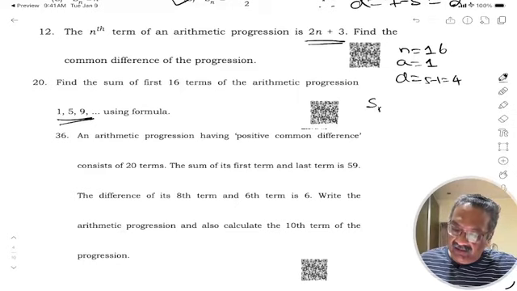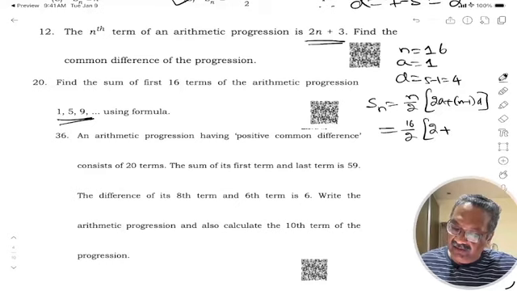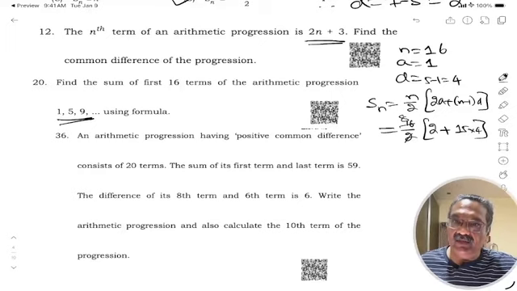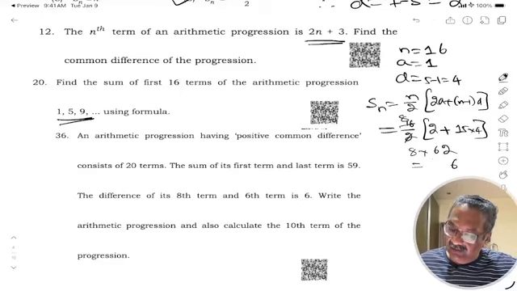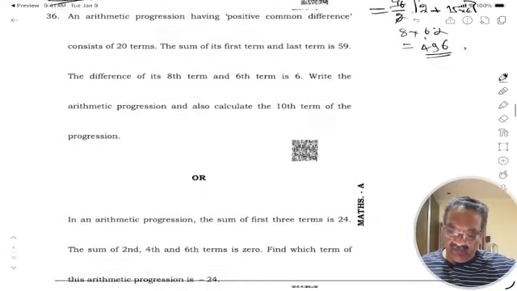So Sn is equal to n by 2 into 2A plus n minus 1 into D is equal to 16 by 2 into 2 plus n is 16. So n minus 1 is 15 into D is 4. 15 4s are 60 plus 2 is 62. 8 into 62, which is equal to 8 sixes are 48, 496.